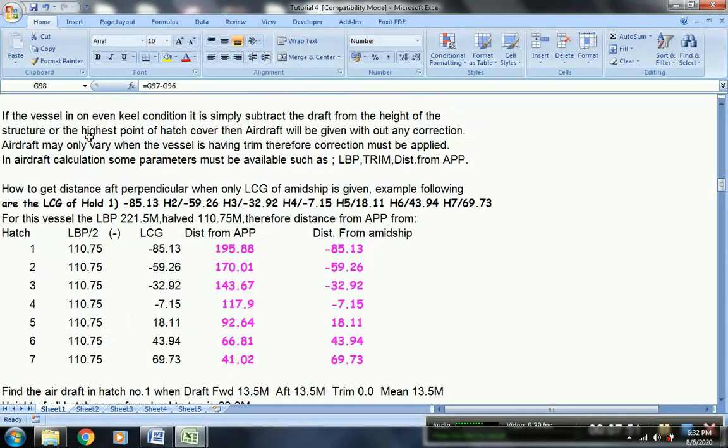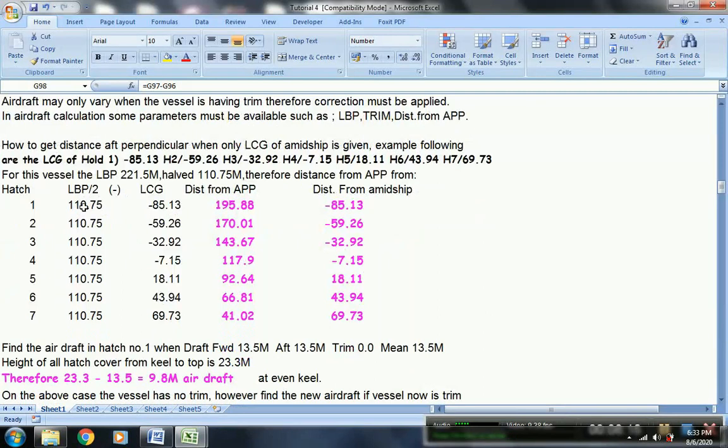If the vessel is on even keel, simply subtract the draft from the height of the structure or the highest point of the hatch cover, and the airdraft will be given without any correction. Airdraft may only vary when the vessel has trim, therefore correction must be applied. In airdraft calculation, some parameters must be available, such as LBP, trim, and distance from the after perpendicular. I already discussed that one earlier.